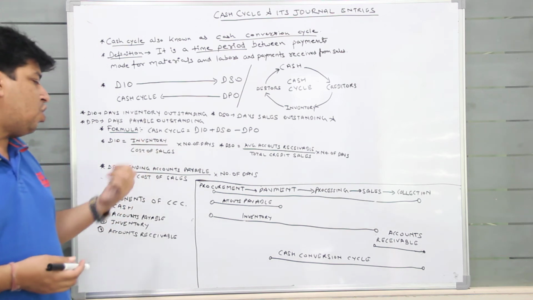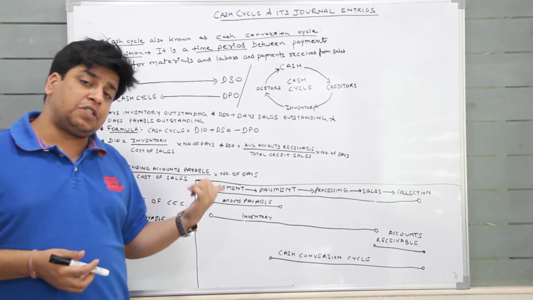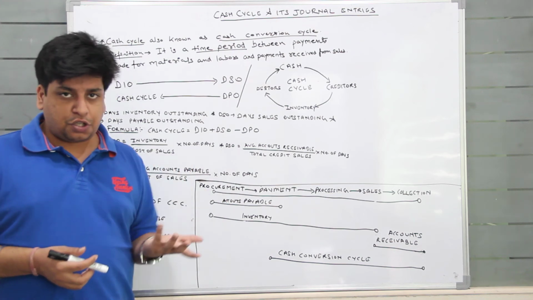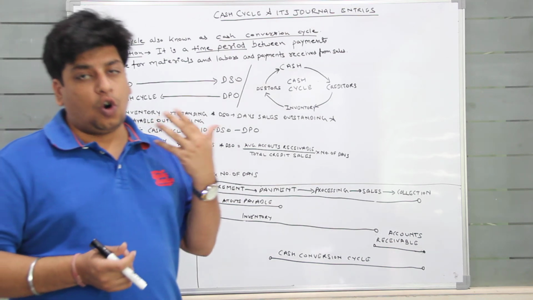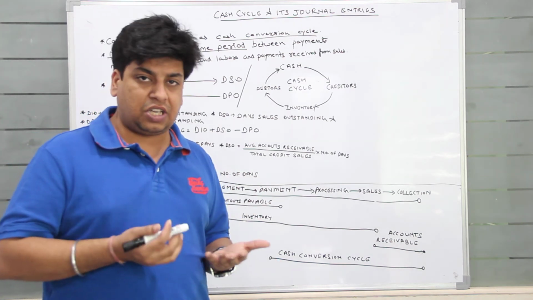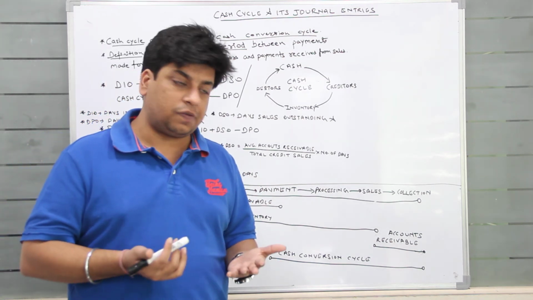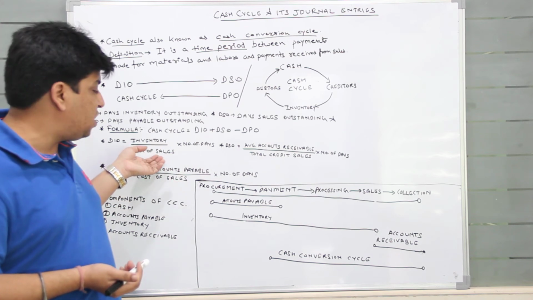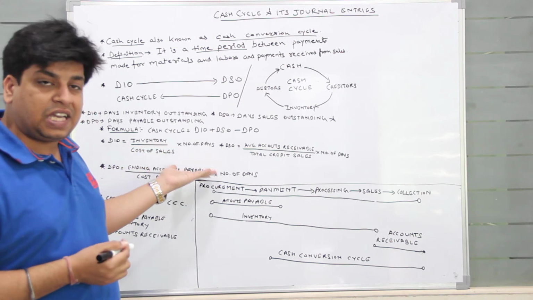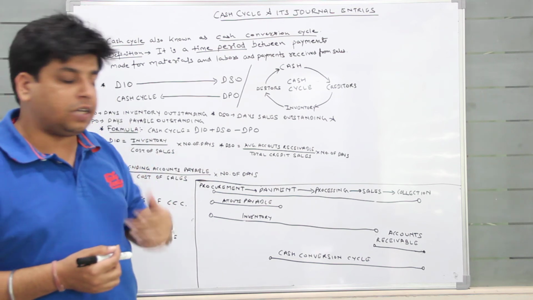I repeat the formula for cost of sales. Cost of sales is also known as cost of goods sold. Hence, our formula would be opening stock plus purchase minus closing stock. Hence, we will calculate cost of sales using that formula, into 365 days. That's the number of days in a year.